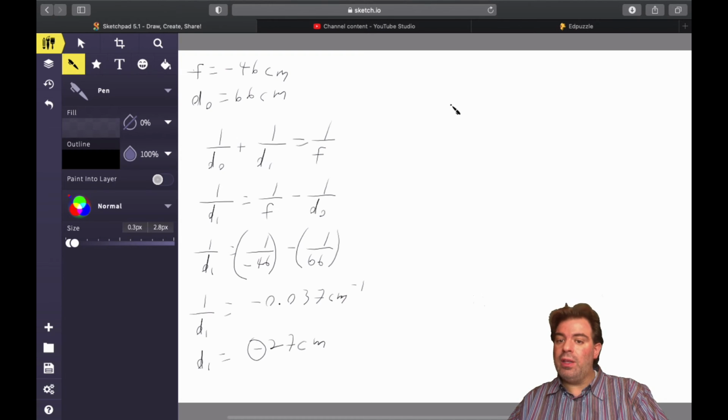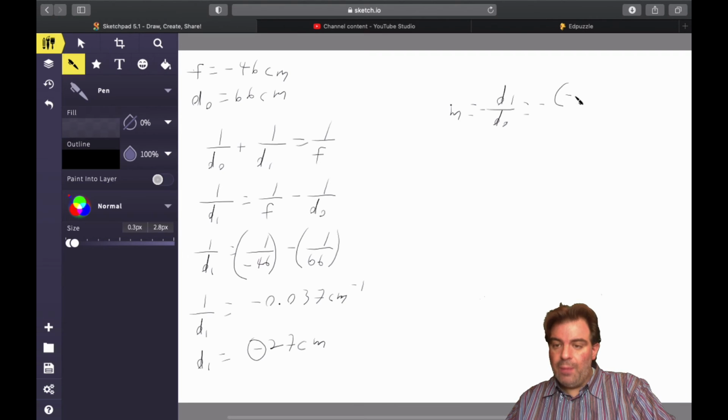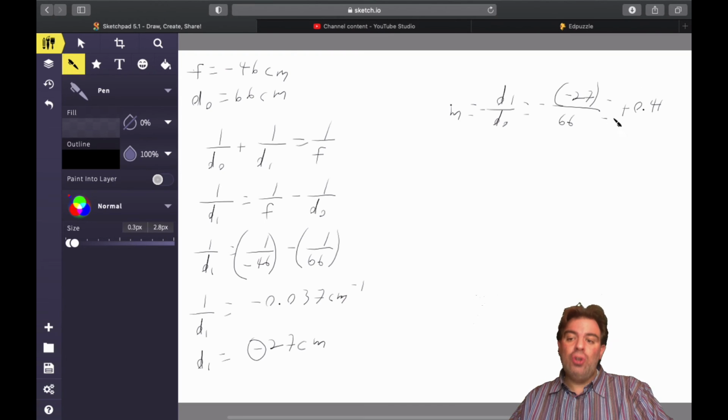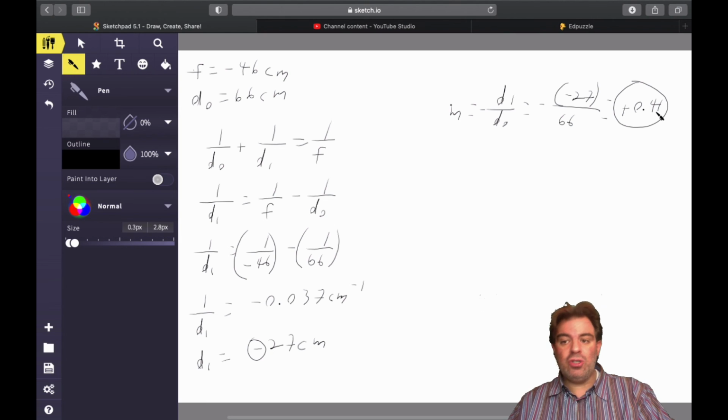Now the problem is asking us to find the magnification. To find the magnification, very simply, it's going to be the negative distance of the image divided by the distance of the object. So in this case, it's going to be negative the distance of the image, which is negative 27 centimeters, divided by the distance of the object, which is 66. So negative times negative, of course, we all know it's going to be positive. And 27 divided by 66 is going to be 0.41 in magnification. So just like we expected, because it's 0.41, it is going to be much more diminished than the object. So it's going to be much smaller. And because of the positive sign, that means it's going to be upright.